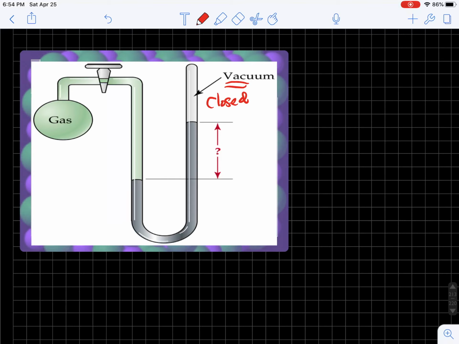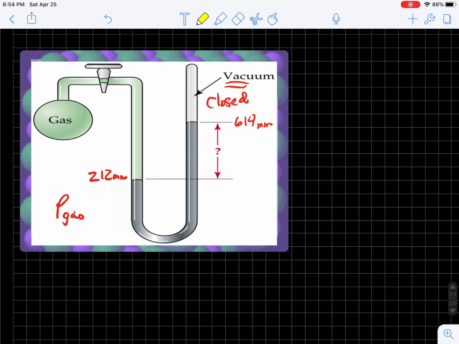And suppose they said this was 614 millimeters at the top and this was 212 millimeters here at the bottom. What is the pressure of the gas? And we'll convert it to atmospheres.